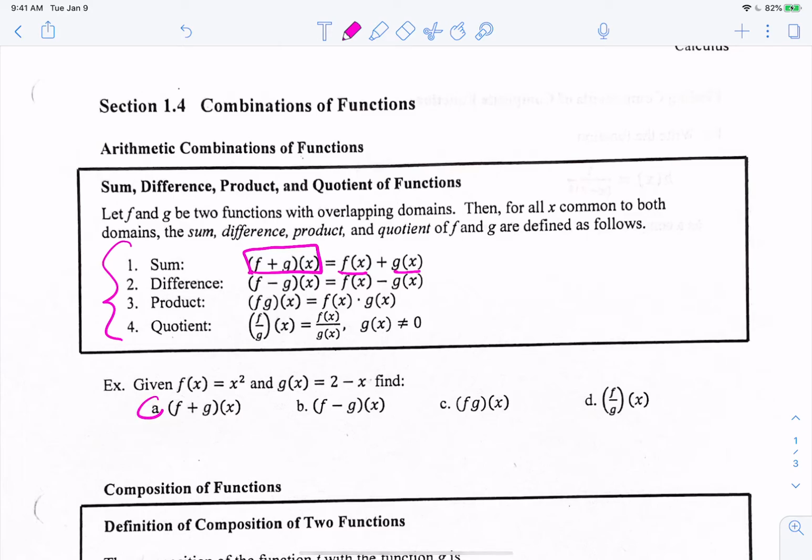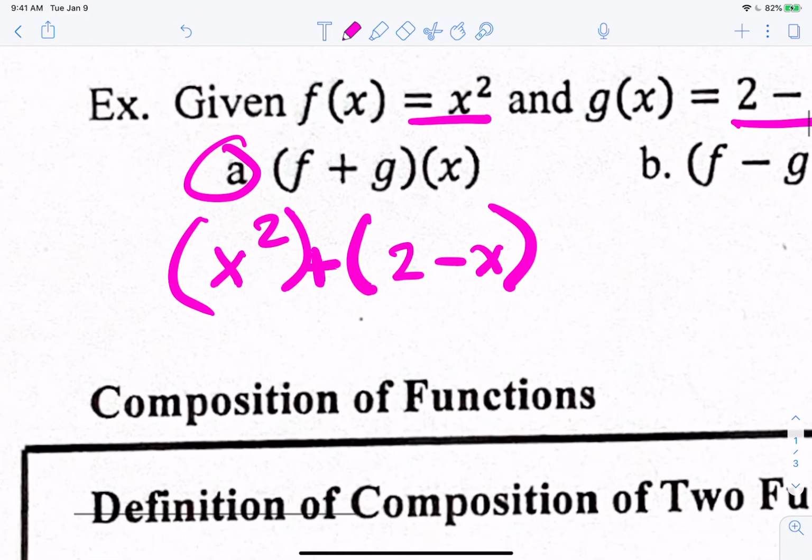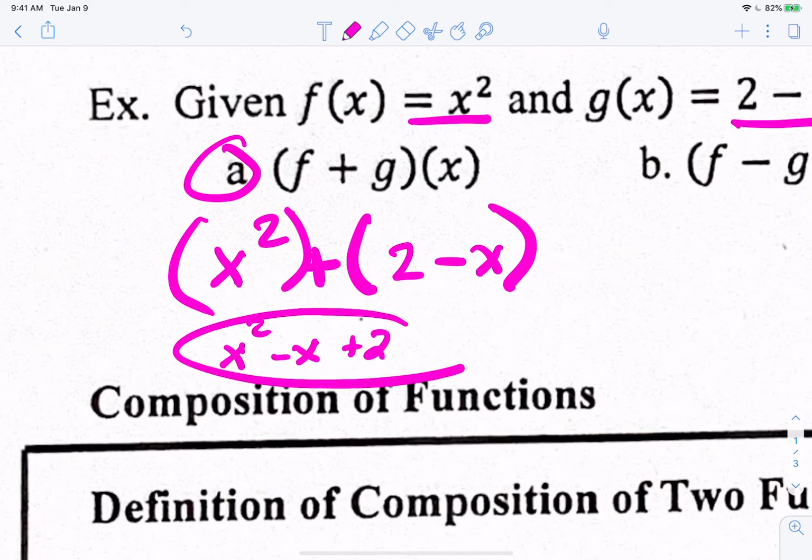So like part A right here, f of x is x squared, g of x is 2 minus x. So I am literally taking x squared plus 2 minus x. And then I just combine like terms if I can, and write them in descending order. So I'm going to write x squared first, and then the minus x next, and then plus 2. And that is what it looks like. When we combine like terms, we drop the parentheses.